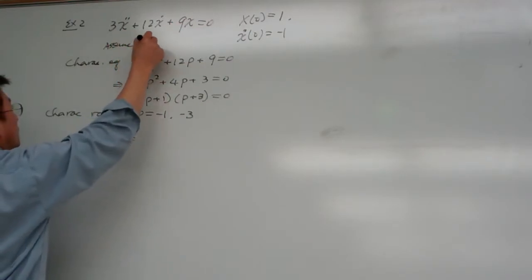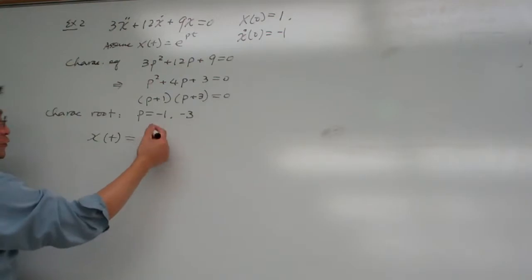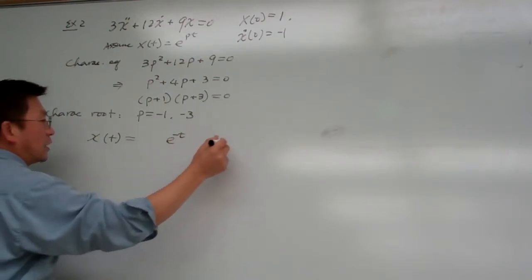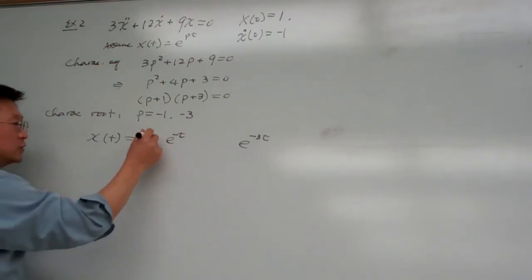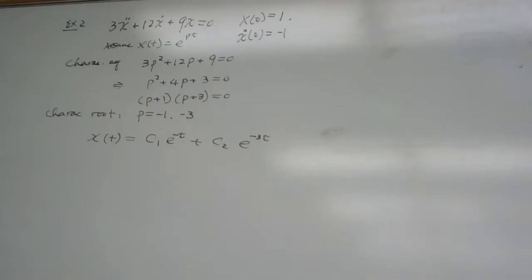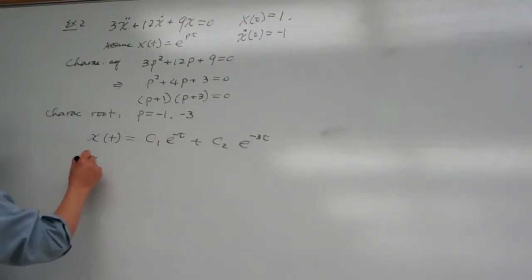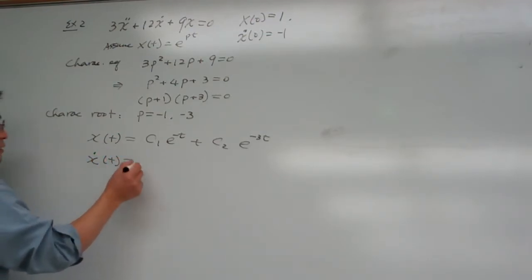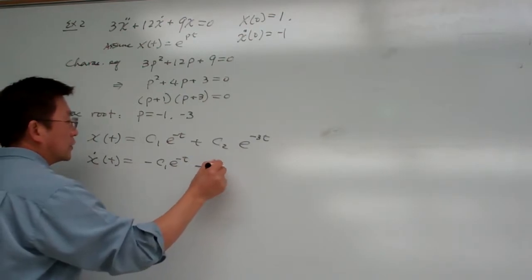Therefore, from overdamping we know the pattern, and we assume in the very beginning x of t equals exponent pt. So the combination of the two terms, exponent minus t and exponent minus 3t, in a linear combination c1 plus c2. Then we solve c1 and c2 from the initial conditions, and here we prepare for this. The derivative is minus c1 minus 3c2.